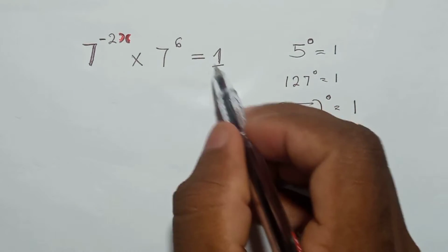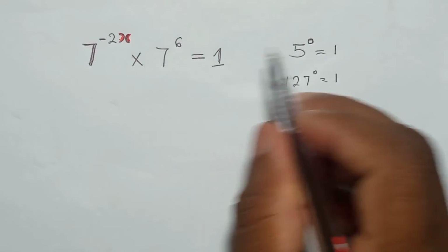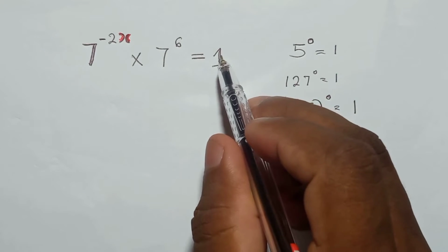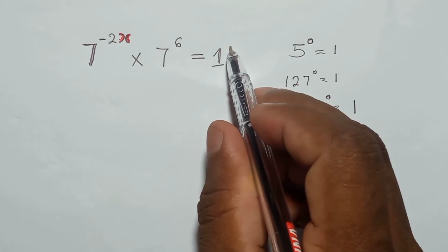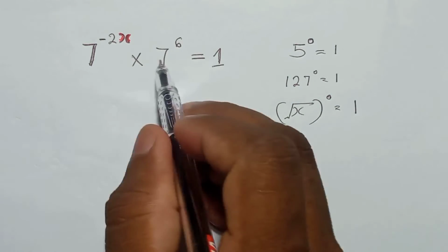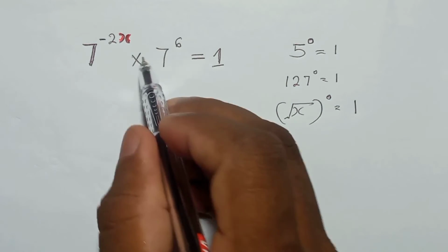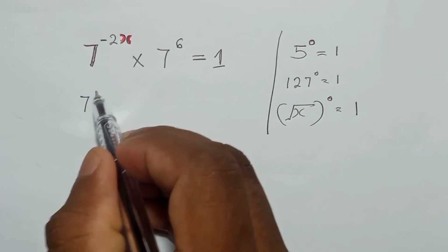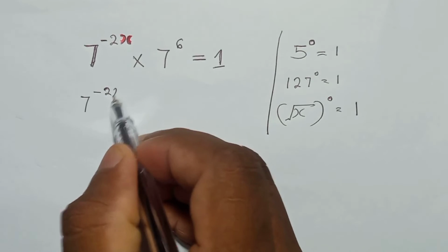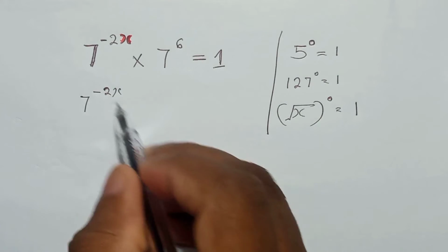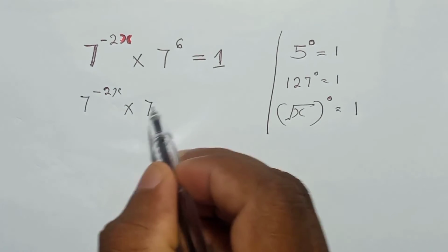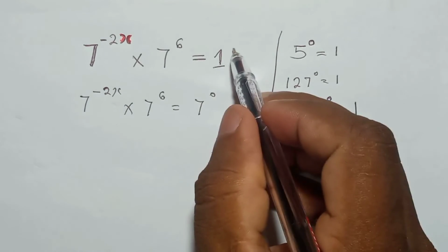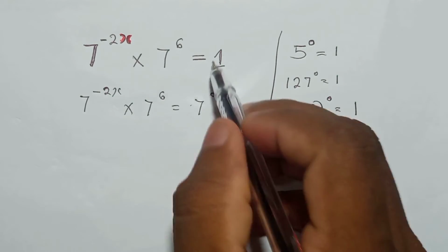So here also we need to make 1. That means you can write even 5 to the power 0, 120 to the power 0, like this. But I will write 7 to the power 0 because we have 7 here, no? The base of these two terms is 7. So I will write 7 to the power negative 2x into 7 to the power 6, and this one I will write as 7 to the power 0, because I know 7 to the power 0 is equal to 1.